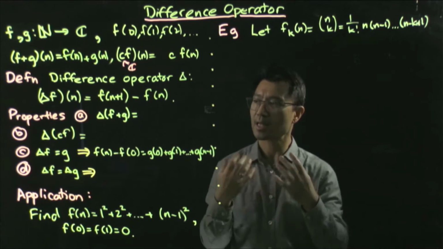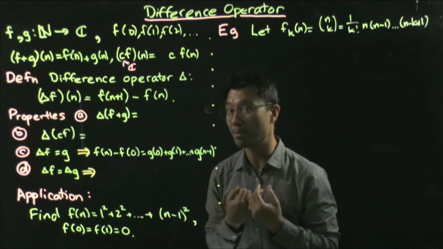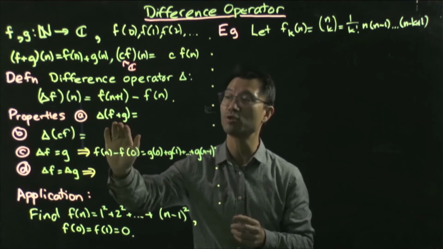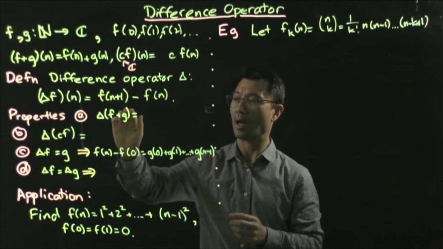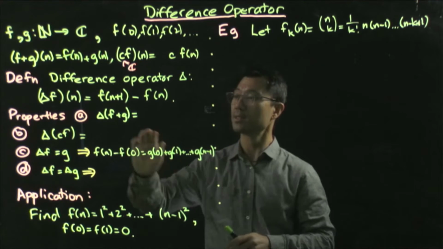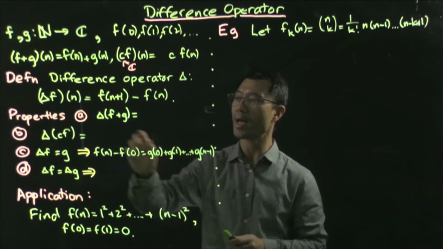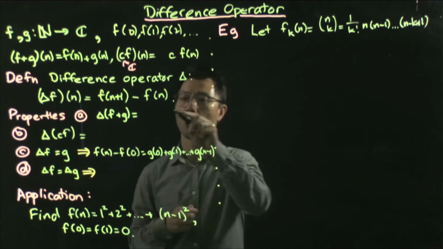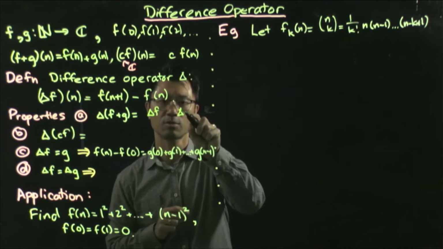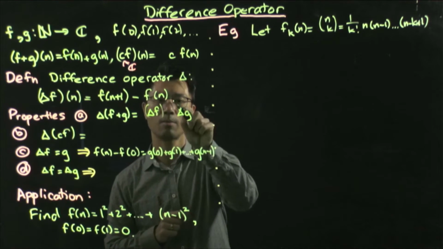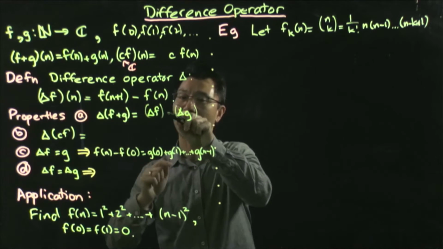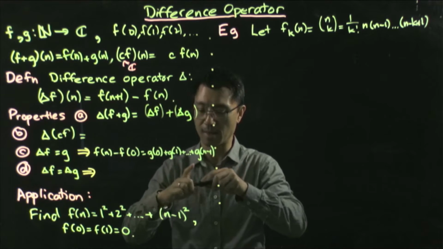This difference operator takes a sequence to a new sequence of differences, and this has many properties that are very, very similar to differentiation. The first thing is that if you differentiate the sum of two functions, you'll just get the sum of the derivatives. Well, here, if you take the sum of two sequences and you take delta of that, you take this new sequence delta f, this new sequence delta g, and these two sequences we can add.